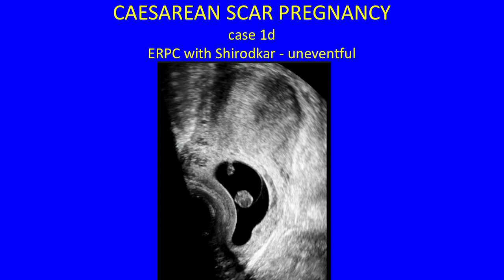And on 3D it looks like this. And the use of 3D for scars is that it can make it really clear to you somehow that the upper cavity is empty and that this pregnancy is embedded very low. She had an ERPC with a Sorotka suture on standby, not tied but inserted and on standby. They're modified Sorotkas, they're not real ones. And that all went very well.